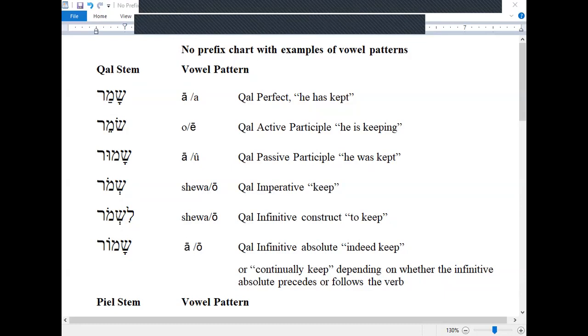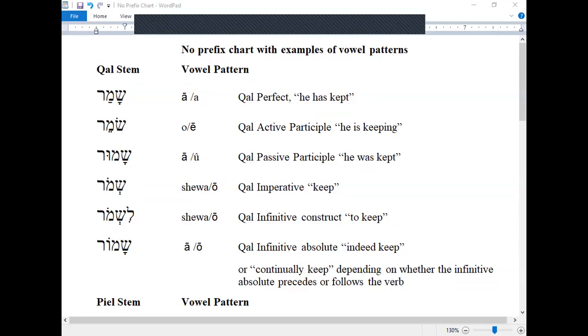Now, if we come to the infinitive construct, it's the same form, shamor, except we add the lamed, which would be to keep. And so it's the Qal infinitive construct with the lamed, the hireq, followed by the sheva in a closed syllable, lishmor, and then the long O vowel, the long cholam, in the last syllable. So lishmor is the Qal infinitive construct, meaning it stands with the lamed here, to keep.